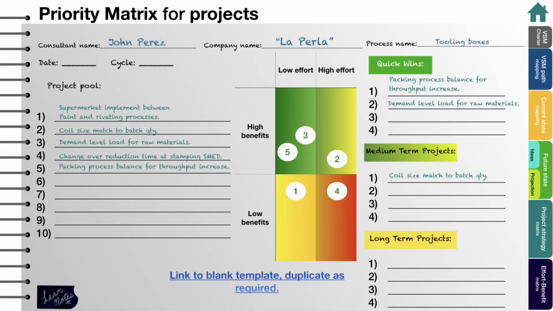Last step is to identify which projects are quick wins, mid-term, or long-term. The priority matrix format will help to identify projects based on effort-benefit evaluation. Result of this matrix is the continuous improvement plan for next year or cycle. This example shows projects 3 and 5 as quick wins, due these could be completed with low effort and high retributions.